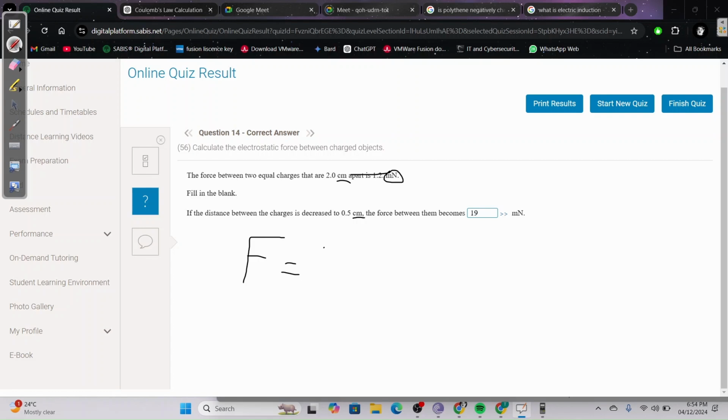F equals 9 times 10 to the power of 9 times Q1 Q2 over R squared, where Q1 is the charge of the first object and Q2 is the charge of the second object, and R, or D, is the distance. This 9 times 10 to the power of 9 is also known as Coulomb's constant, so you can also write down K. Then we're going to derive this.